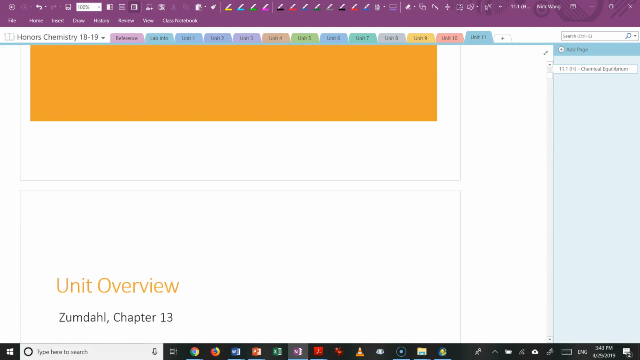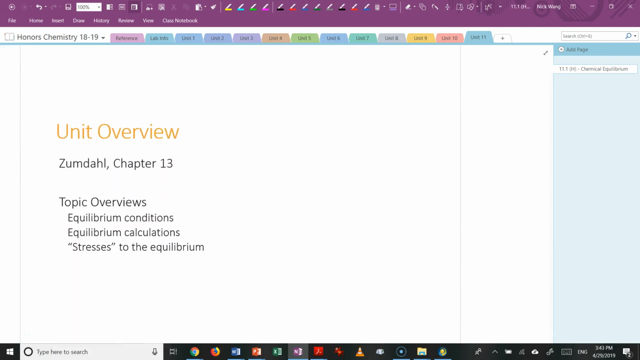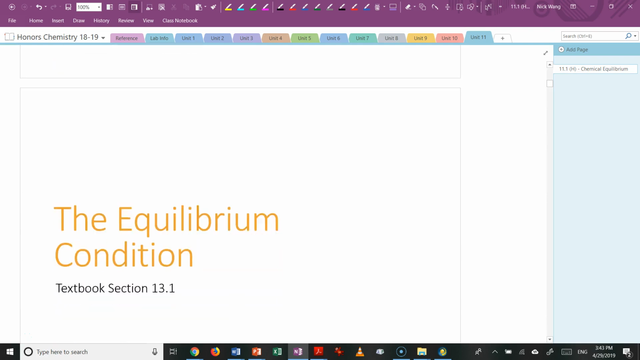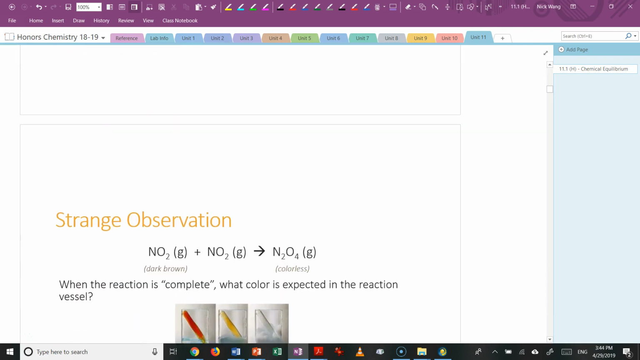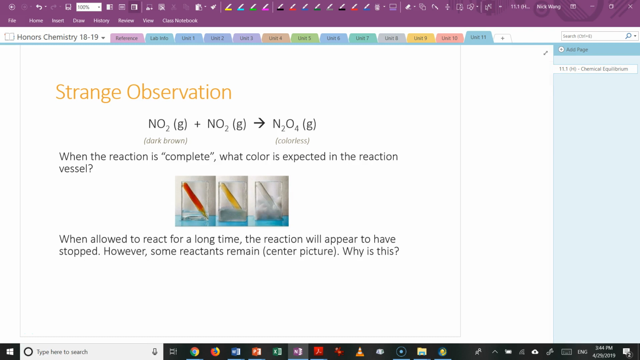Let's introduce this idea of chemical equilibrium. You can see here that we're going to have a couple of different topics, but we're first going to start off by talking about what the equilibrium condition is and defining exactly how equilibrium is set. To help us do this, we're going to use this observation using this reaction equation.